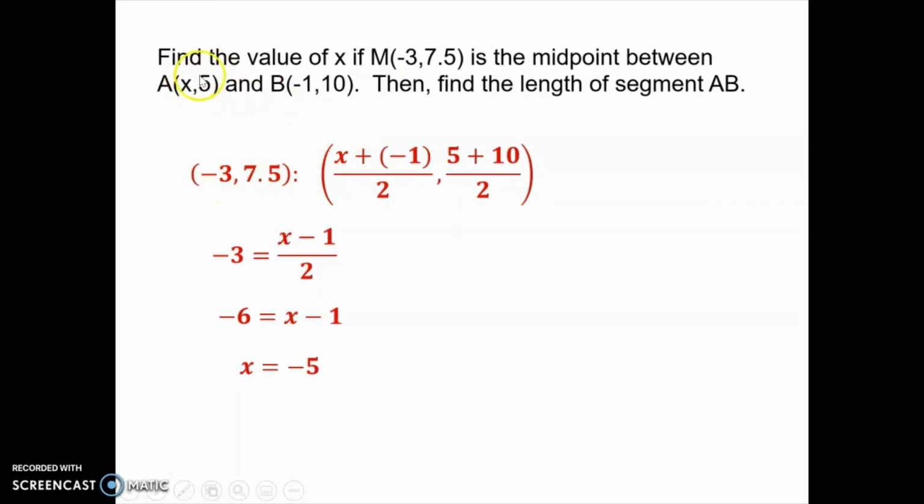Of this point A. So part 2 of this problem is find the length of AB. Well, now that you know the two endpoints fully, because we just found this x value, we can use the two endpoints to find the length of that segment. That's just distance formula. Try it out.